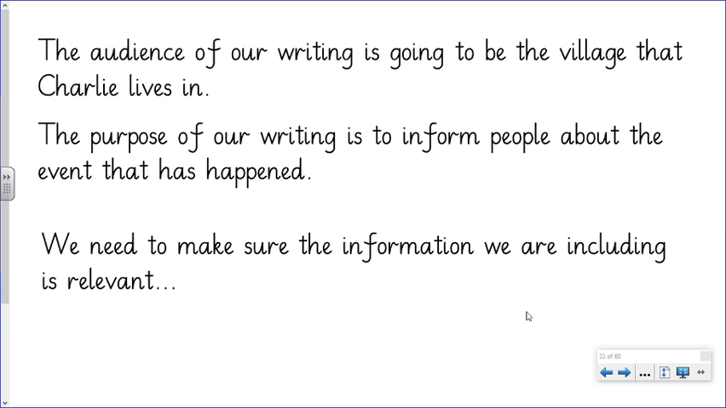Okay, so the audience of our writing is going to be the village, the town that Charlie lives in. So everybody in that town is going to read this newspaper report and possibly people from different countries as well. This is going to be big news about this chocolate factory. Now, the purpose of our writing is to inform people about the event that has happened. So we need to make sure that the information that we're including is relevant, okay? People don't want to be wasting their time reading a newspaper report with irrelevant information in.